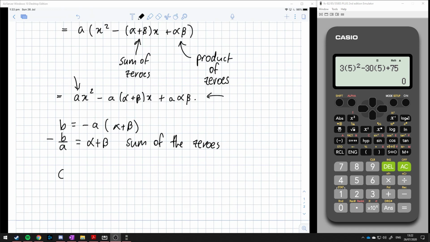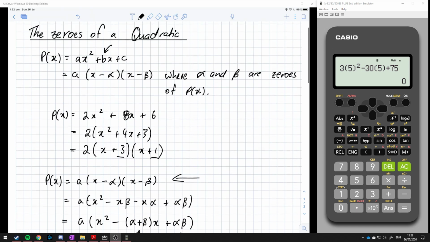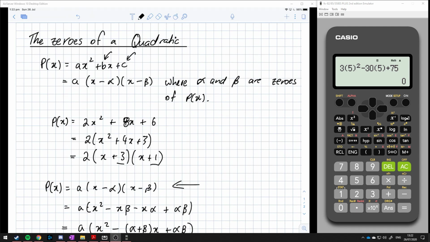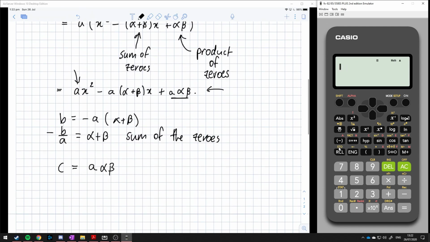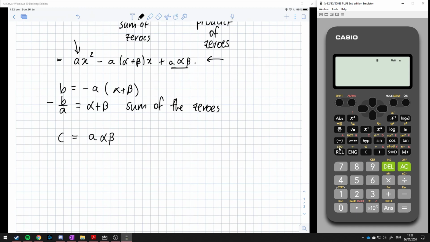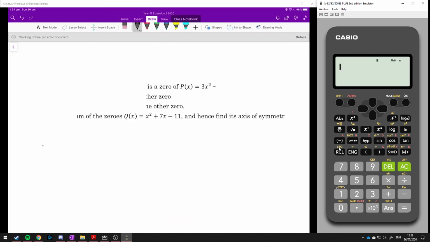Okay, alternatively, we can say the same thing about the product. So this end term here is equal to our last section up here, which is our c. So we can calculate c is equal to a lots of alpha beta. So the product of the roots is just equal to c over a, which is the product. And this is going to allow us to work out what the zeros are without having to do any division or anything like that. So let's have a look at an example of exactly this.